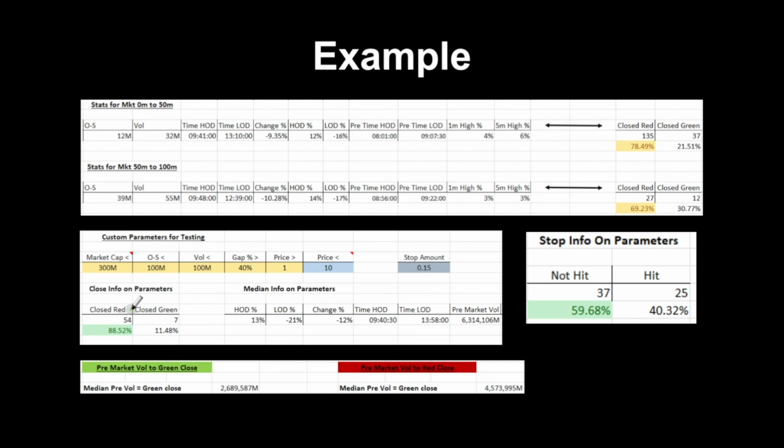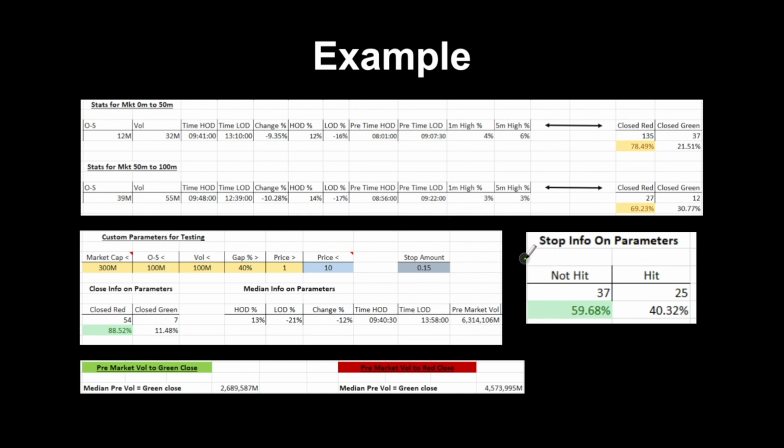So we can see it closes red 88% of the time. We have a medium info on parameters of 13% to high of day, -21% to low of day. Change on medium is -12%, and then the time and the pre-market volume. And then I have some more ones going on from there.